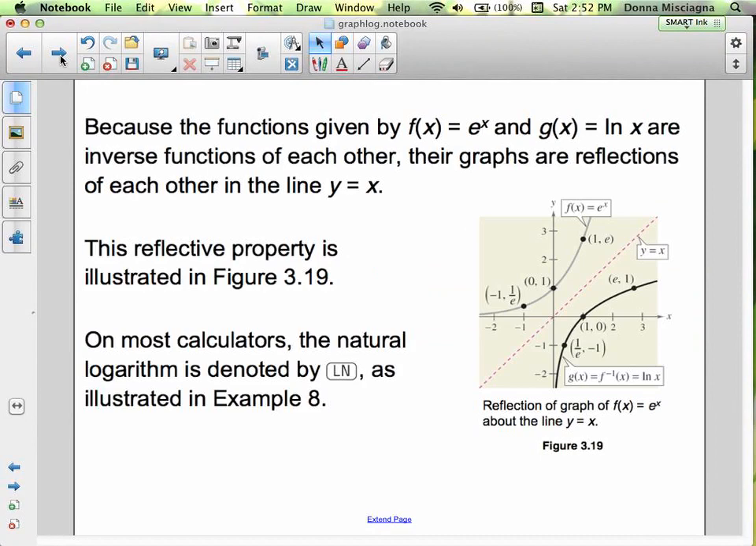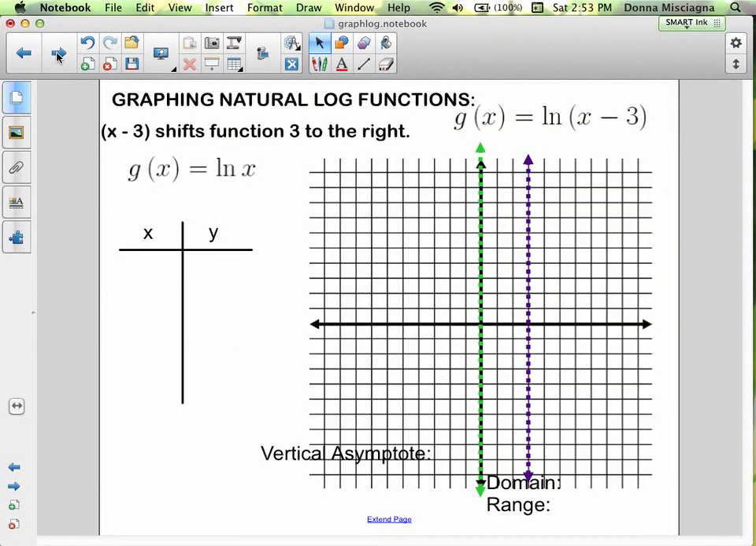Because the functions given by f of x equals e to the x and g of x equals natural log of x are inverse functions of each other, their graphs are reflections of each other in the line y equals x. So an exponential in a base and a log in the same base are inverses of one another. Their graphs will be reflections over the line y equals x, and this is in your notes. And of course, if you ever need to evaluate natural log, you have it in the calculator, denoted by ln. Usually e to the x is right above it, and you just have to hit shift or second, depending on your calculator.